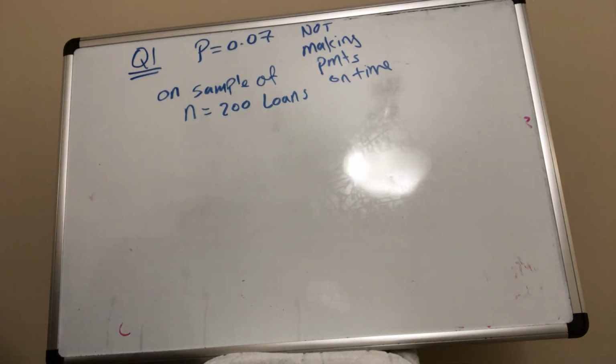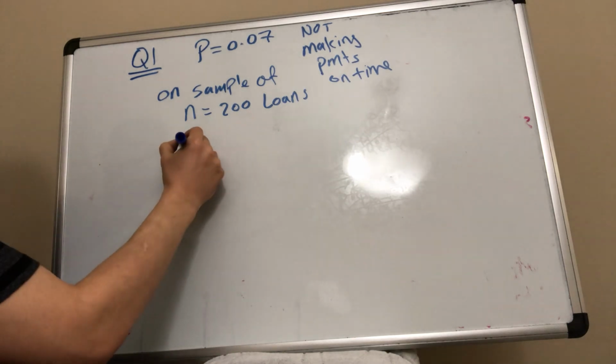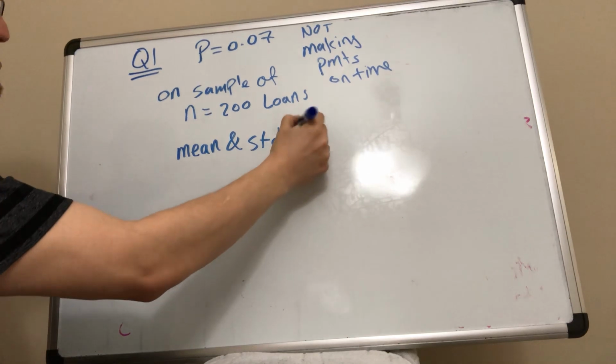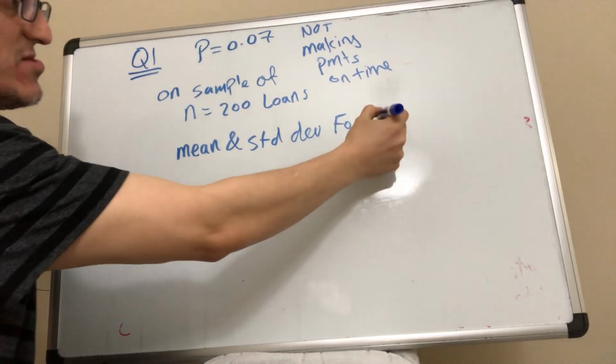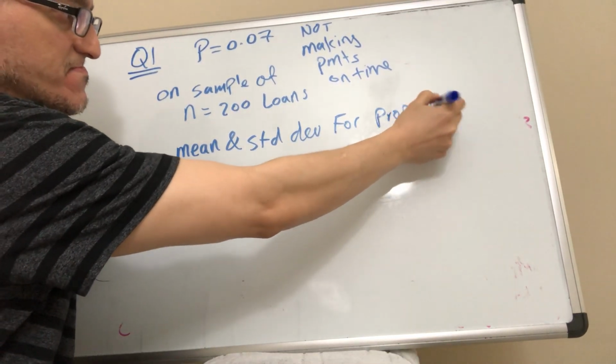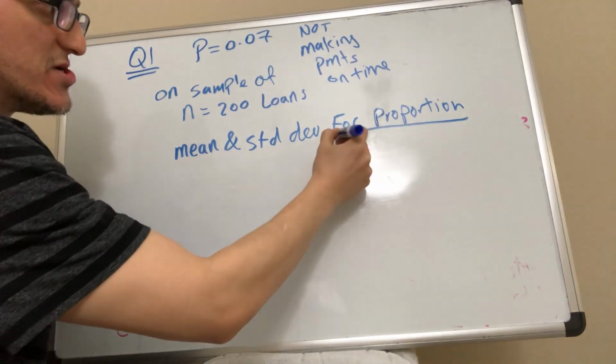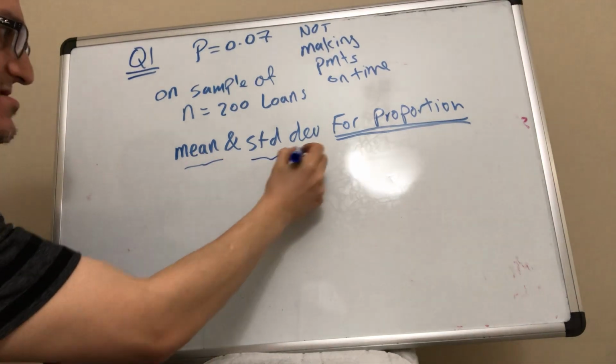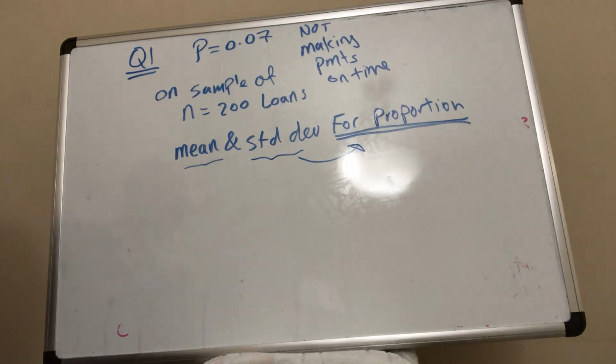The question is, what's the mean and standard deviation for the proportion? So you're looking for mean and standard deviation for proportion. And this is the key word here. It's not any mean or standard deviation. It's the mean and standard deviation for proportion. So make sure that it's the mean and standard deviation for proportion.